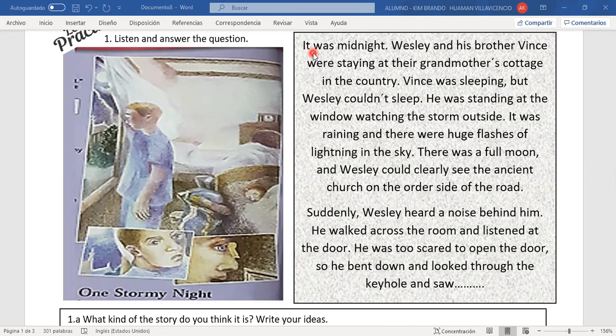It was a stormy night. Wesley and his brother Vince were staying on their grandmother's couch in the country. Vince was sleeping, but Wesley couldn't sleep. He was standing at the window watching the storm outside. It was raining, and there were huge flashes of lightning in the sky. There was a full moon, and Wesley could clearly see the ancient church on the other side of the road.